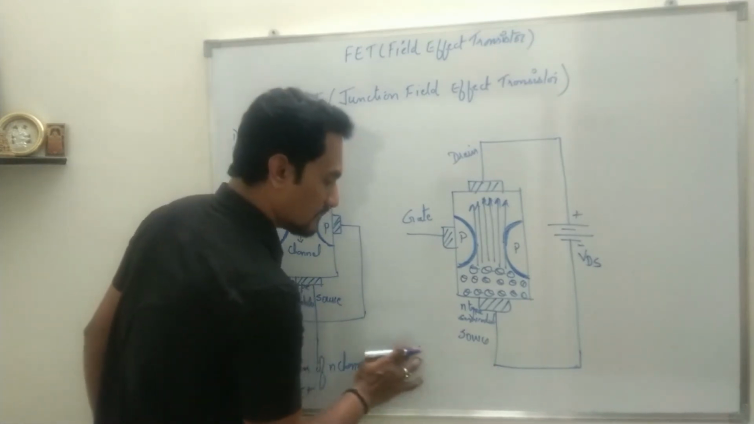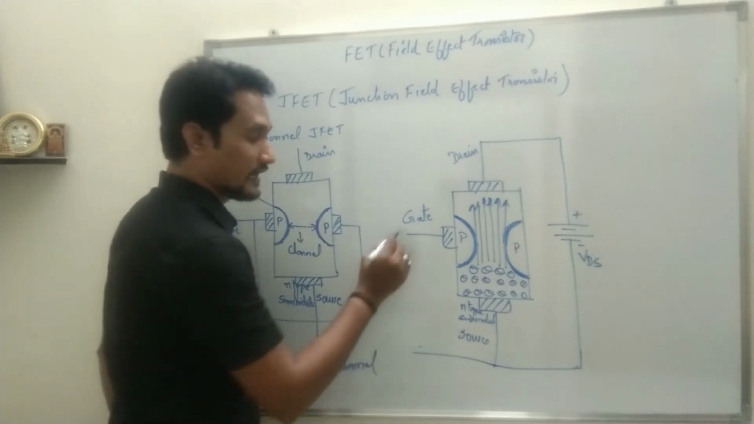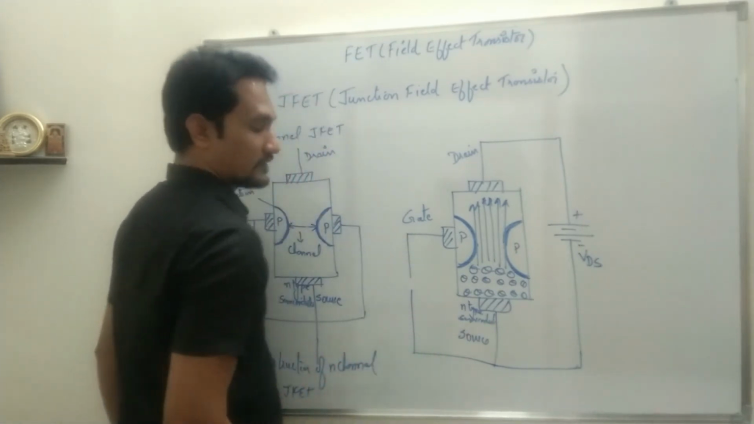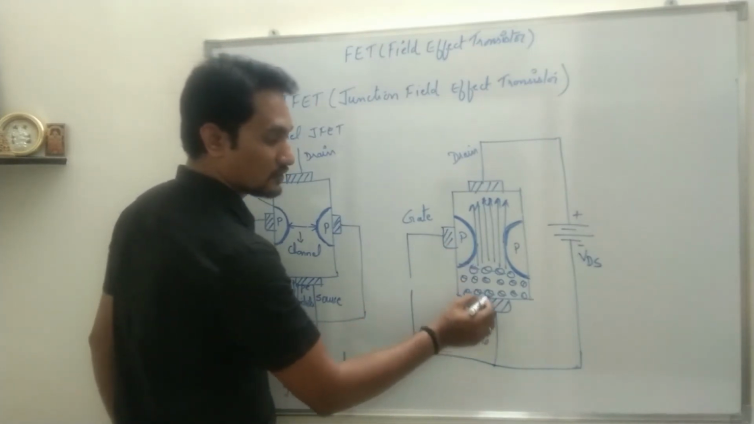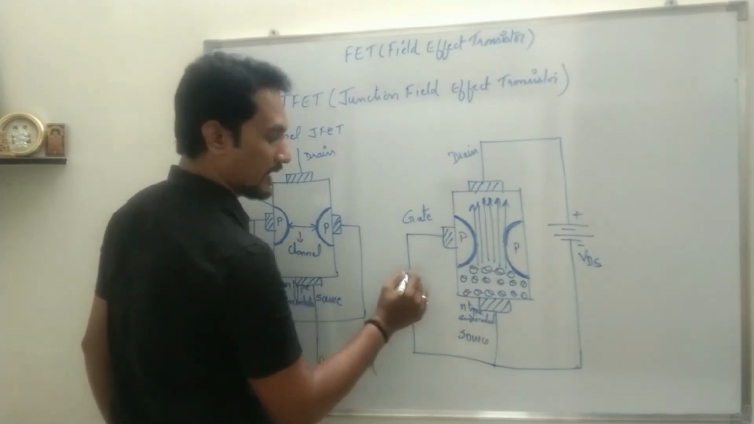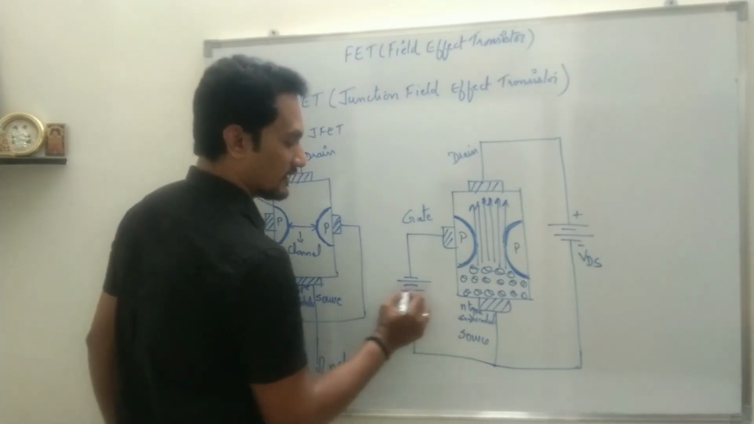Whenever we connect a potential between gate and source, we have to reverse bias it. So what should be the reverse bias? This is P region, and source is N region. So for this PN junction to be reverse biased, P should be connected to negative, N should be connected to positive.